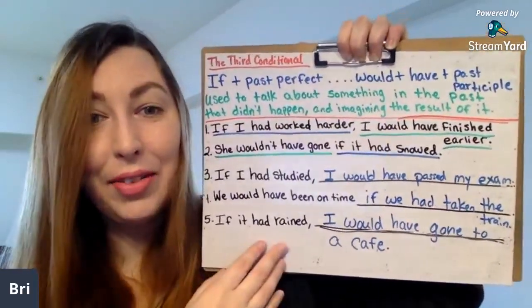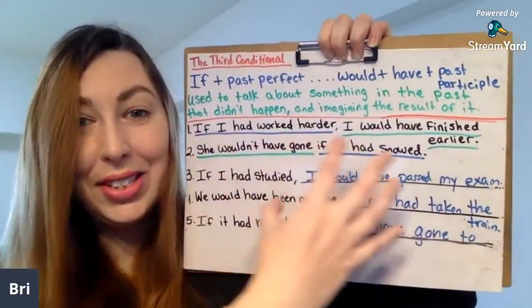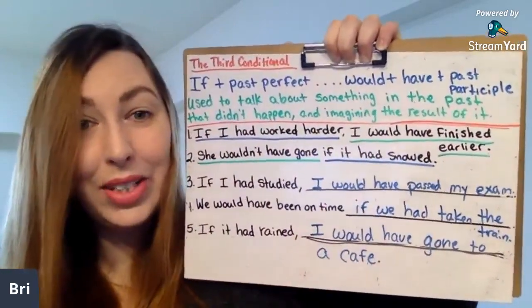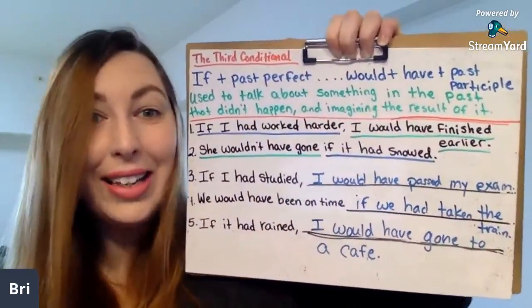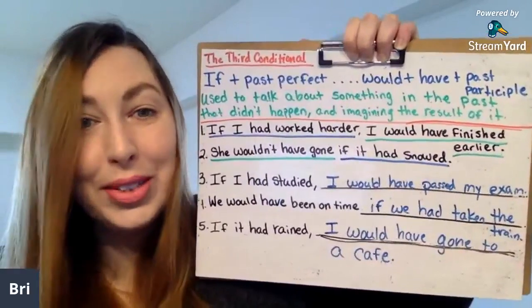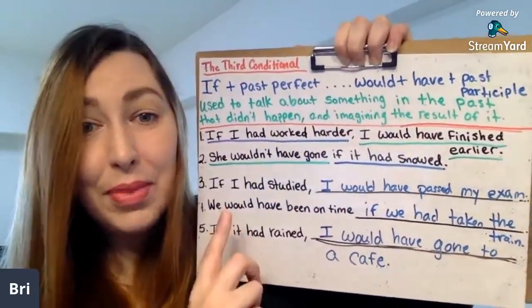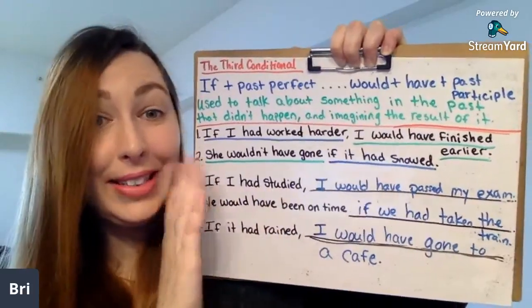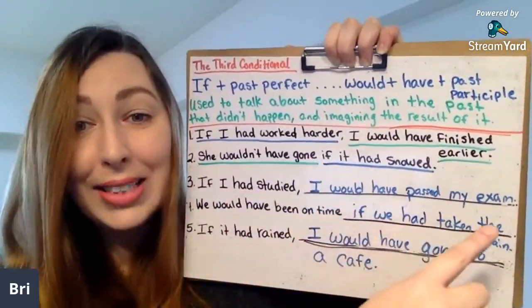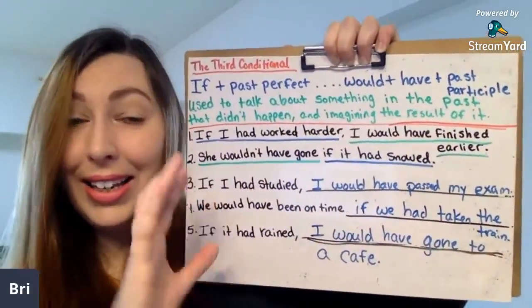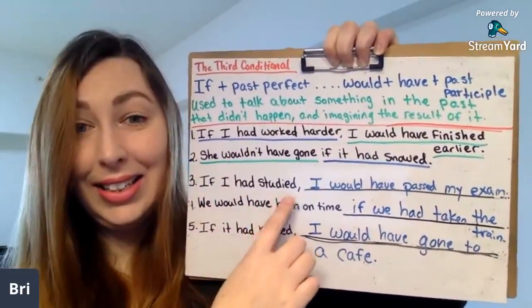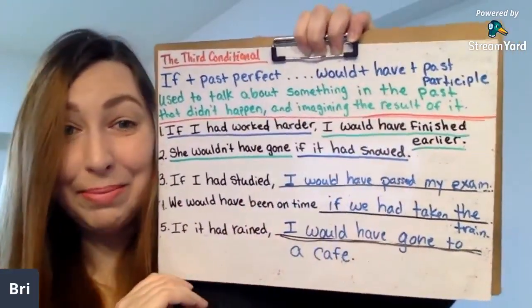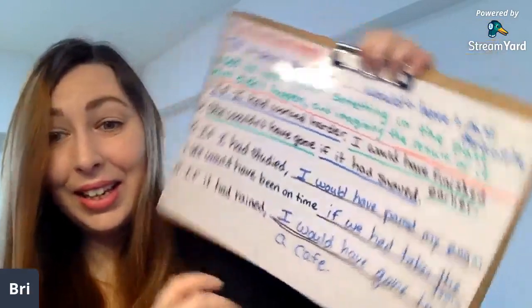I know that a lot of languages don't have this structure. I live in Japan and they don't have this structure. So it's very confusing. Okay. So if I had studied, so it means I didn't study, I would have passed my exam. In reality, I didn't study and I didn't pass my exam. Okay. Very good. Okay. So if you guys can make any more sentences.